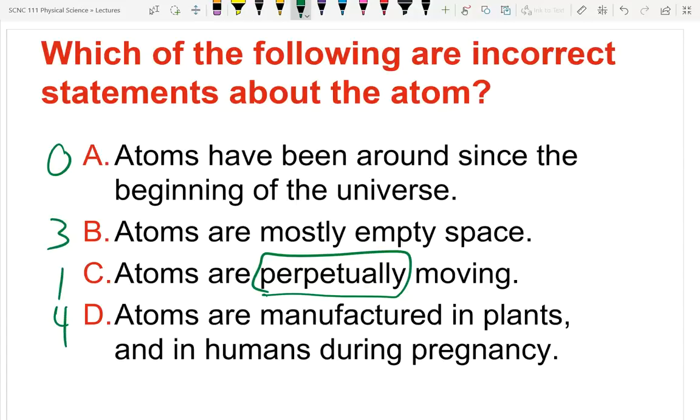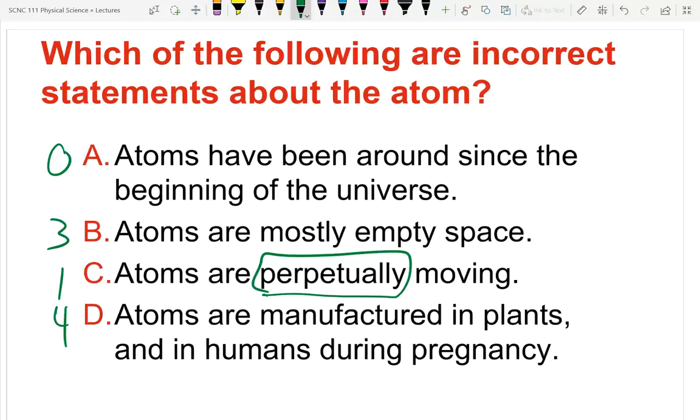So there's the answers we had. Which of the following are incorrect? 3 people said atoms are mostly empty space. 1 person said atoms are perpetually moving. And 4 people said atoms are manufactured in plants and in humans during pregnancy. Let's talk about each one of these individually. I've got a new set of cards because everybody's answered once.